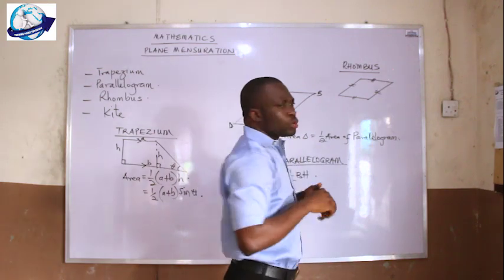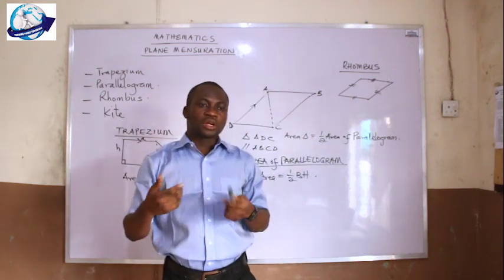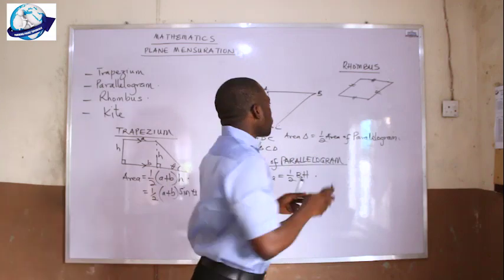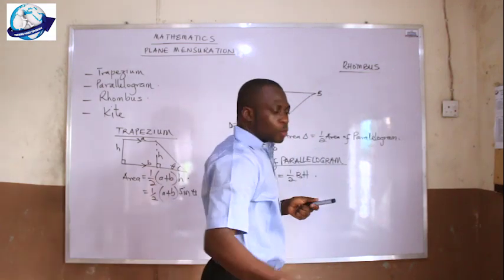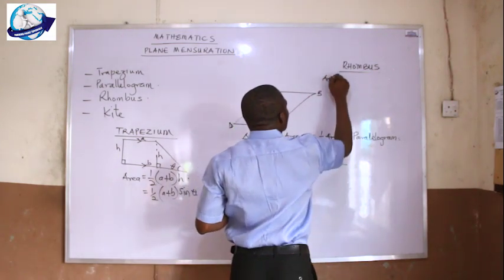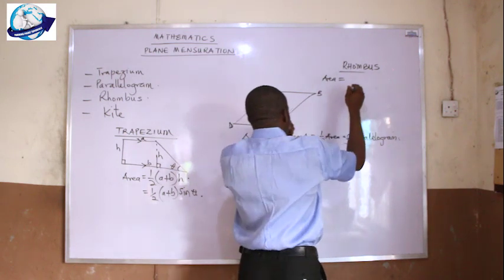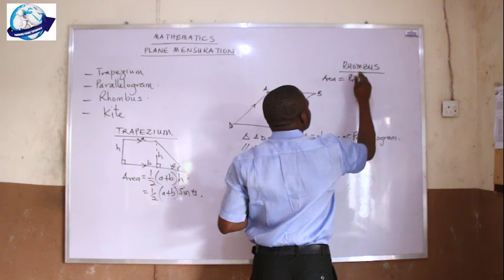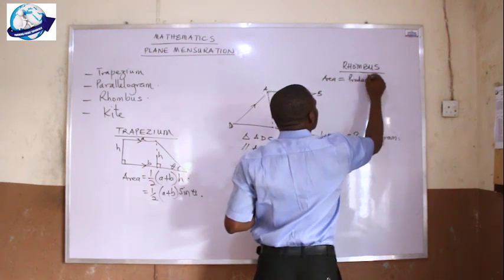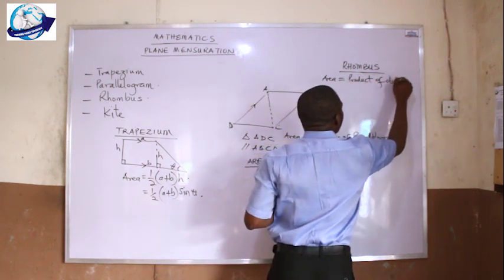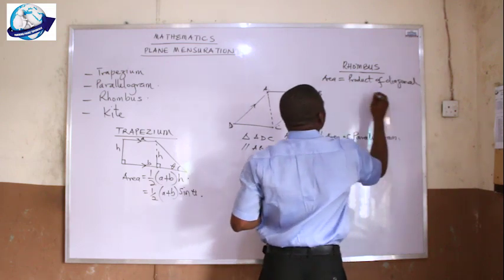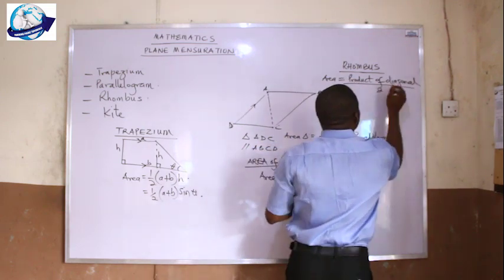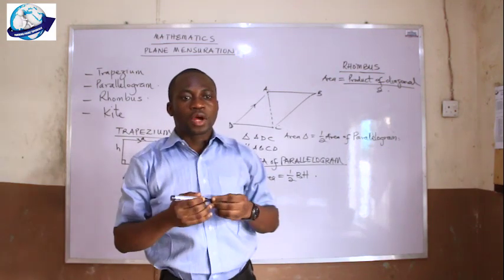Now, one formula you want to know: what is the area of a parallelogram? Area of a parallelogram, you can take this formula. The area of a parallelogram is the product of the diagonals divided by 2. You can use this formula when you are solving parallelogram problems.